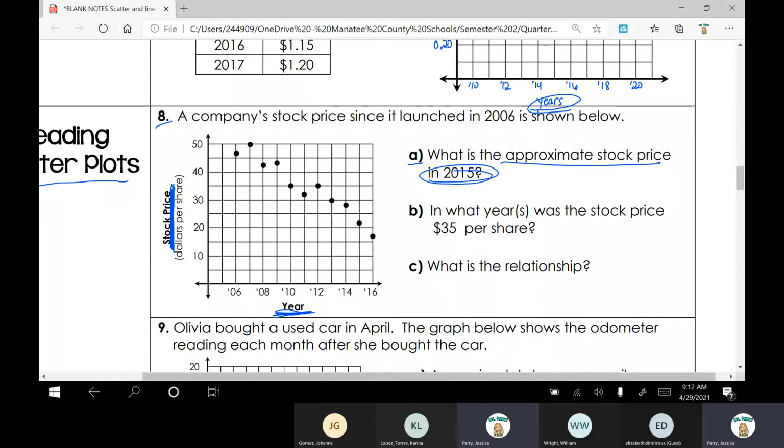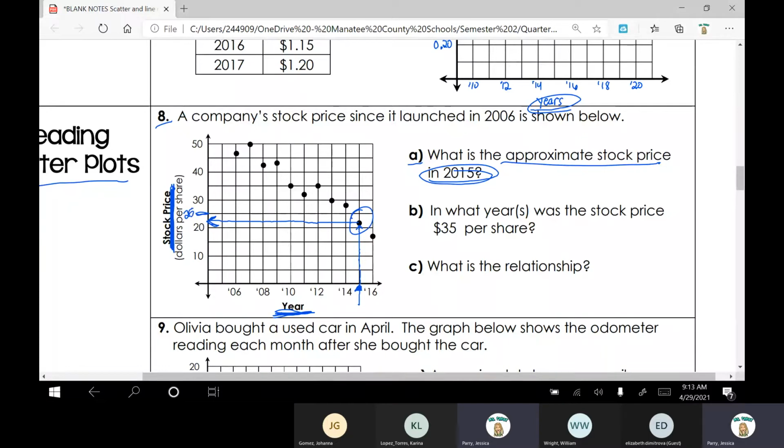So that's going to be about here at this point. And we want to see what the approximate stock price is. So let's stay on this line until we find a dot, and there's a dot right there. It's falling on 2015. Then you drag across and see where it falls. It falls between the 20 and this would be 25. It's somewhere between 20 and 25.